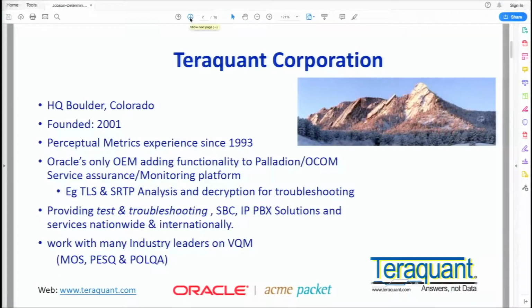So anyway, Richard Jobson of Teraquant, and we're based in Boulder, Colorado, and 17 years in business. So we're coming from test and measurement. I'm not really a computer scientist, as you've heard about previously in the other speakers. I'm more of a telecom person, I guess. And we're all about testing speech quality and then using what we learn from speech quality to troubleshoot real problems on voice over IP networks.